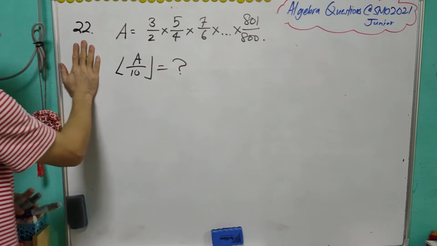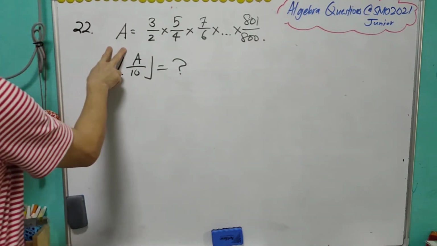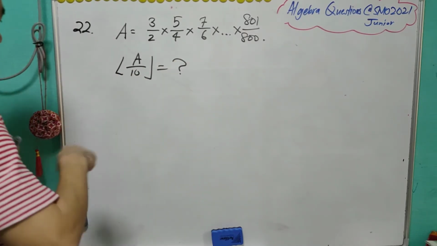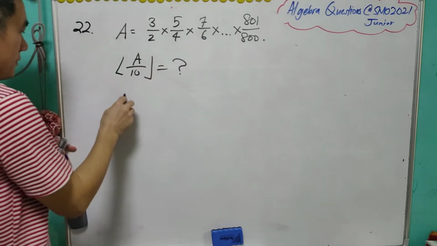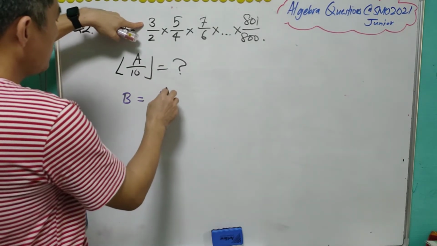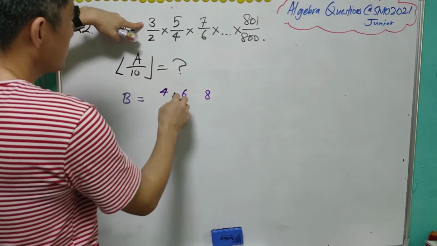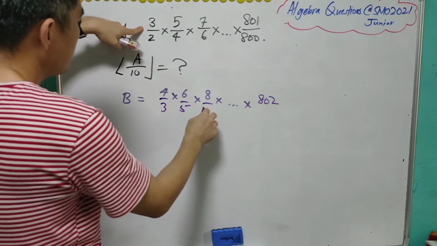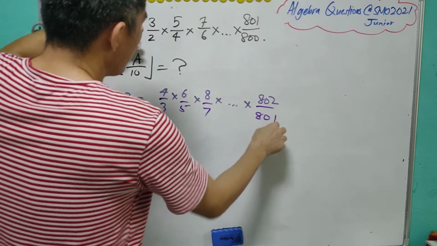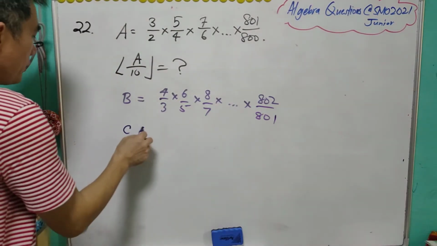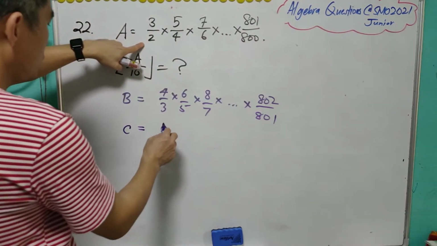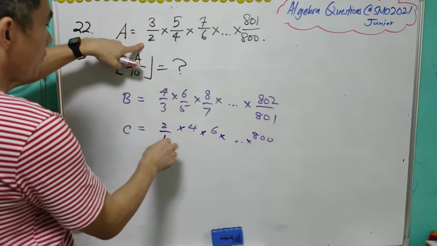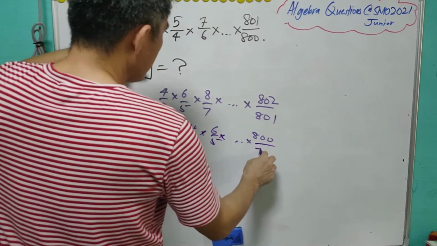So this is the last question for our lesson today. If a is as such, what is the floor function of a over 10? Now we will define two other similar numbers, b and c. For b, we start with 4, 6, 8 up to 802 on top, and here we have 3, 5, 7 all the way to 801. And for c, we start with 2, 4, 6 all the way to 800, and this starts with 1, 3, 5 all the way to 799.